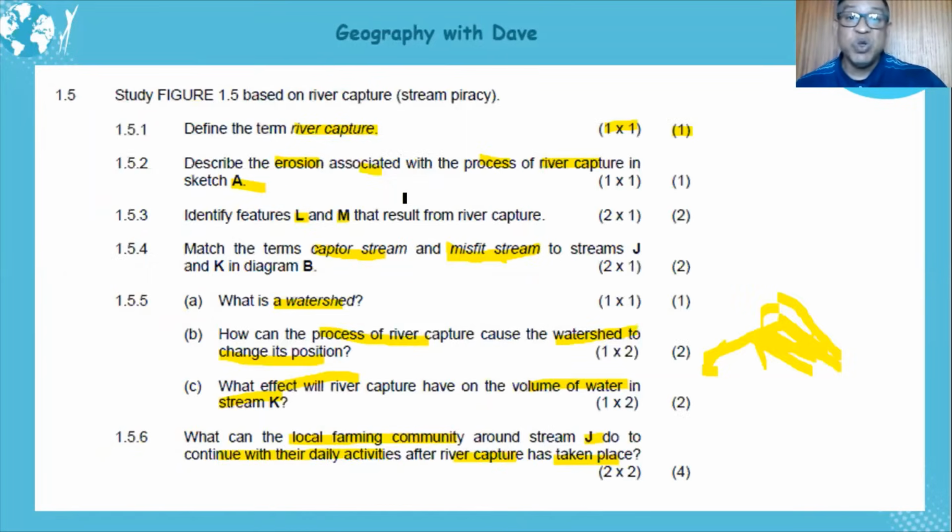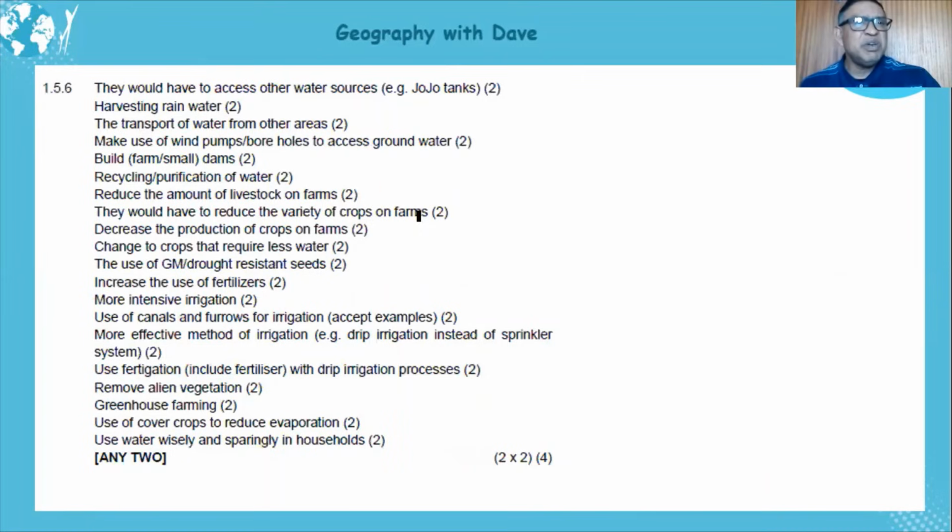So it's going to have a shortage of water. All right. How would we overcome that? You've done that already. Over many years, you've done that. And I want to show it to you. They would have to access other sources of water like JoJo tanks. You know that, the water issue. You even covered parts of it in grade 11. You understand? So you know all those things. And basically, it's simple answers.